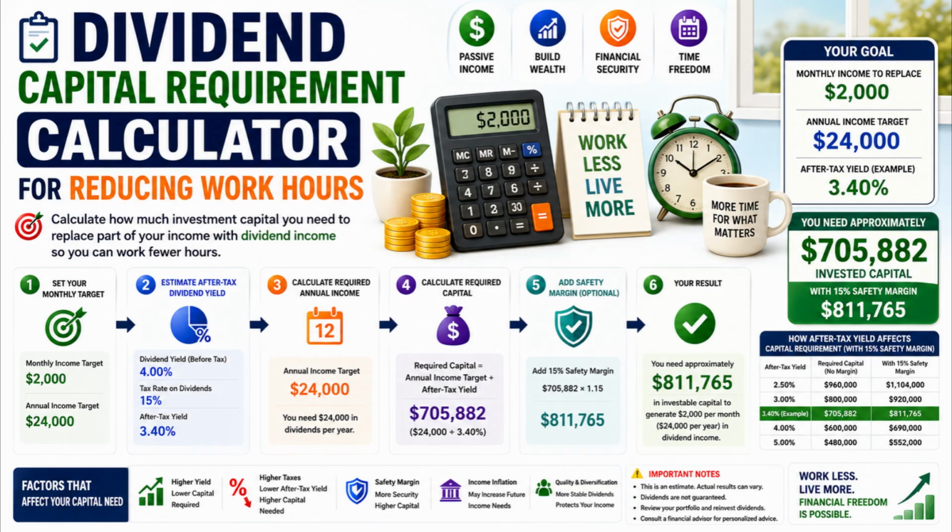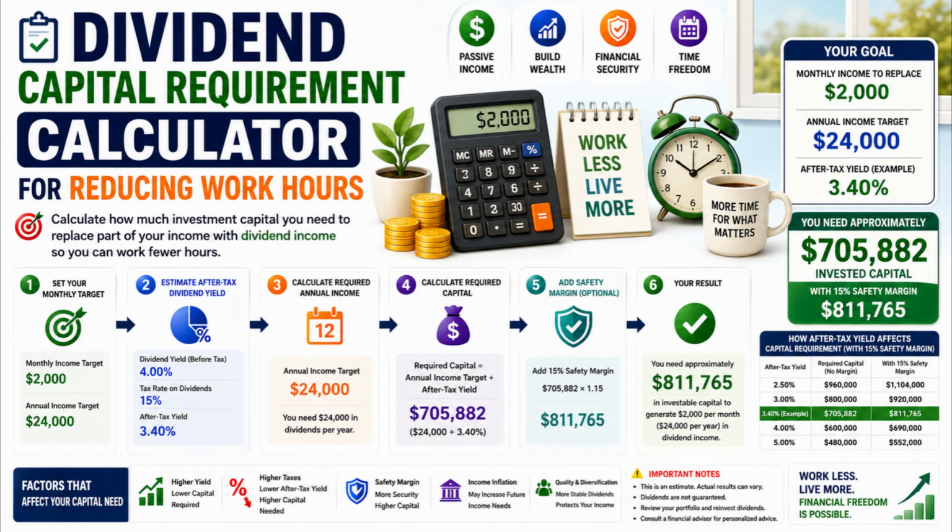However, investors should be careful not to chase very high yields without understanding the risks. A high yield may sometimes signal a weaker company, falling share price, or an unsustainable dividend policy. In contrast, higher taxes lower the after-tax yield, which means more capital is needed to reach the same monthly income goal. That is why it is important to plan based on after-tax income, not just headline dividend yield. At the same time, the safety margin increases the capital target, but it may also increase financial security. A larger capital base can help protect your plan if some dividends are reduced or if your portfolio yield declines.